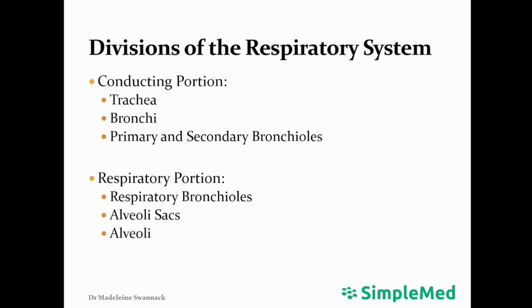Before we start to look at the development of the respiratory system, it is important to divide the respiratory system so that we can understand the development of each portion. The respiratory system is divided into the conducting portion and the respiratory portion. The first is responsible for warming, moistening, and conducting air to the respiratory portion, which is the site of gas exchange. This means that the trachea, bronchi, primary and secondary bronchioles are part of the conducting portion, and the respiratory bronchioles, alveolar sacs and alveoli themselves are part of the respiratory portion.